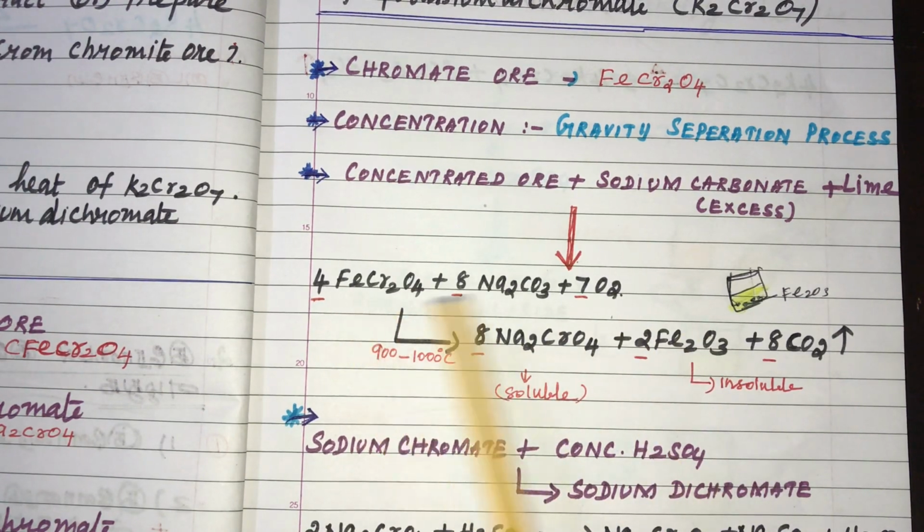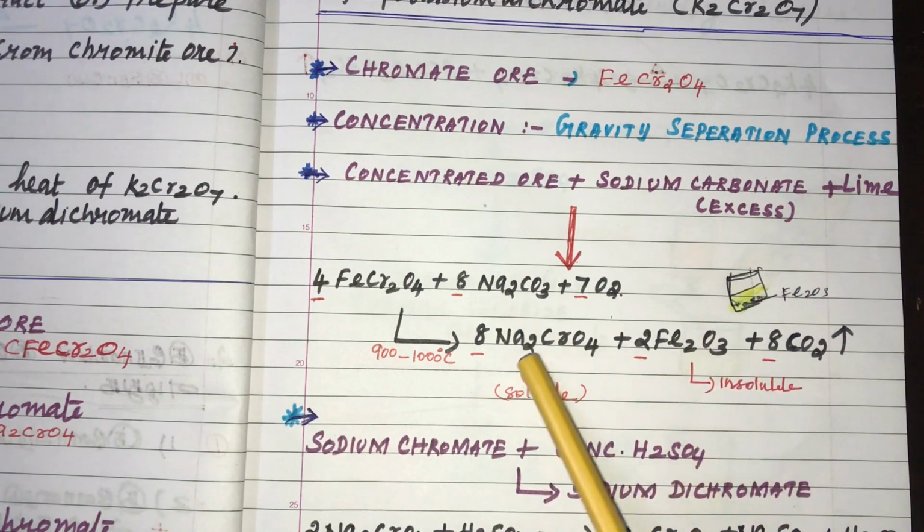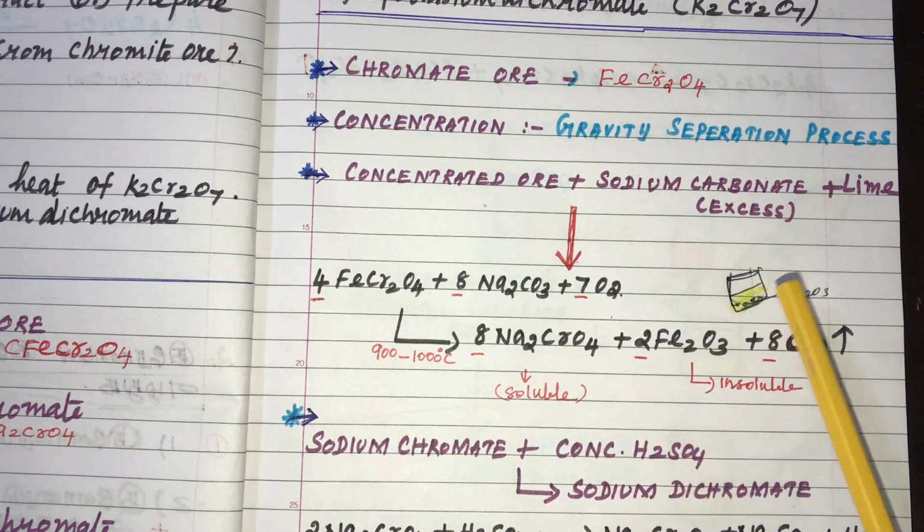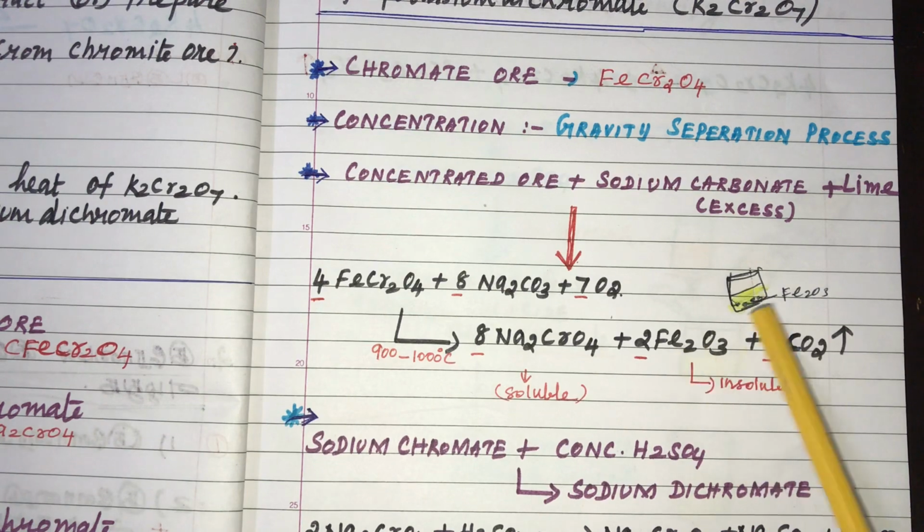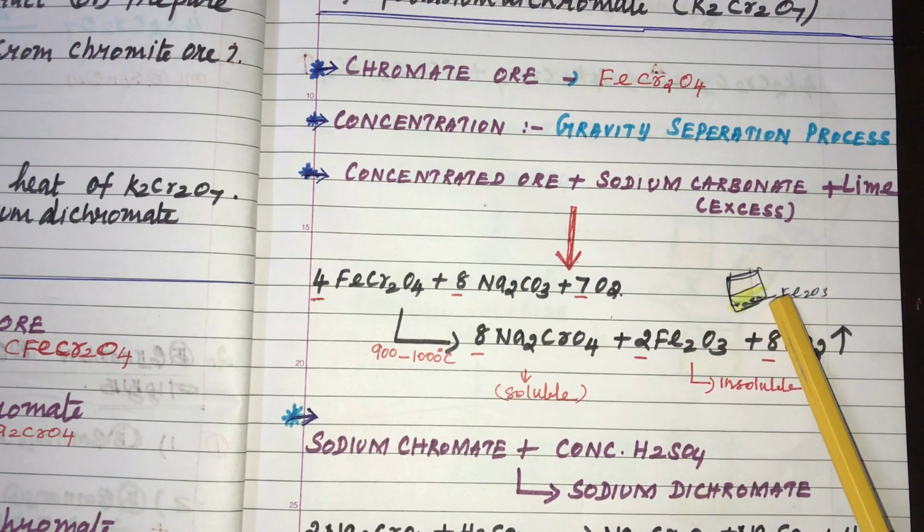Fully balanced equation. So 4 Fe here, and here also 4 Fe. Here 16 sodium and here also 16 sodium; 2 Cr into 4 is 8 Cr, and here 8 Cr. Fully balanced equation. You have to memorize and write this equation. So the soluble sodium chromate is formed in the solution and the insoluble iron oxide is left behind at the bottom.